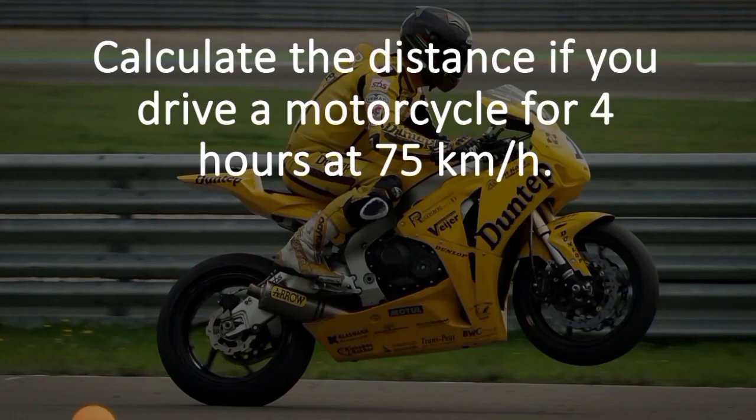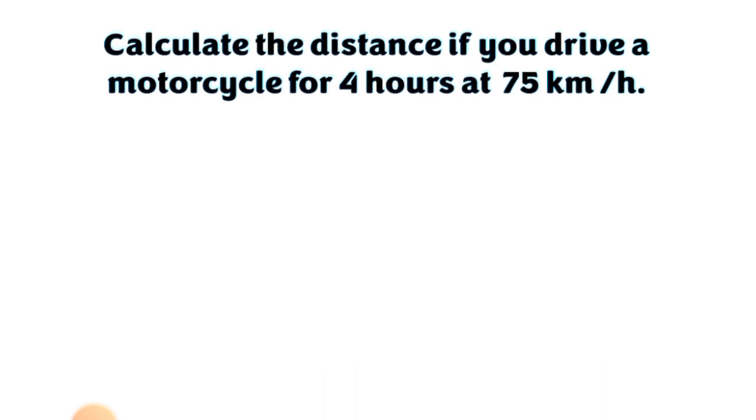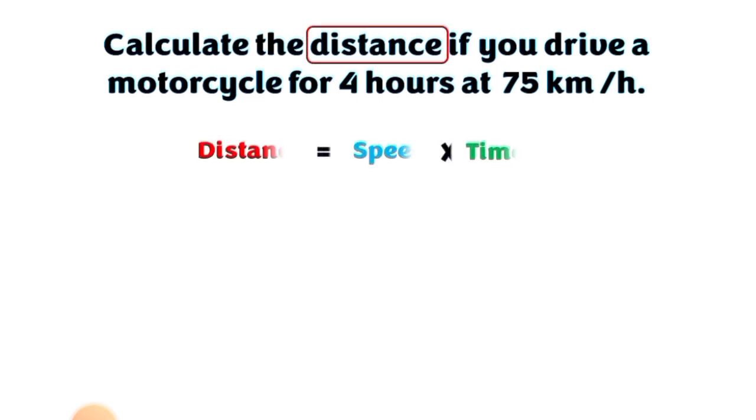Now for our next problem, calculate the distance if you drive a motorcycle for 4 hours at 75 km per hour. Now, using the same formula for finding the distance, distance is equal to speed times time.